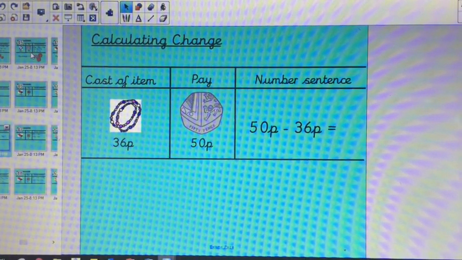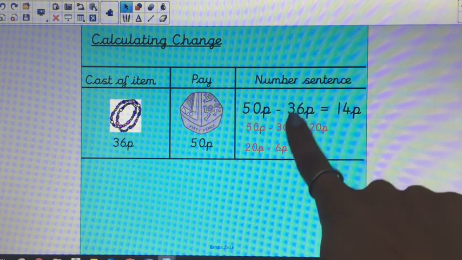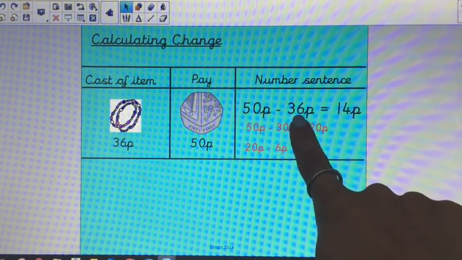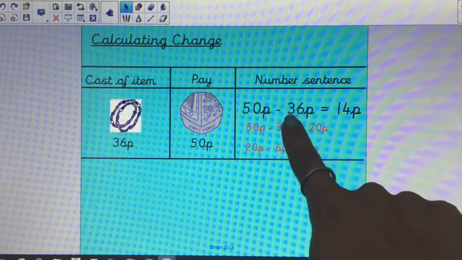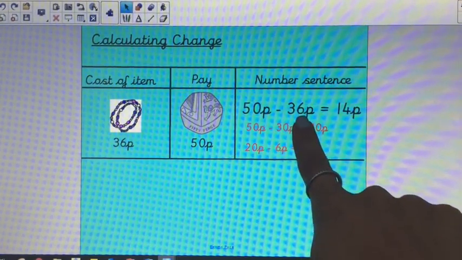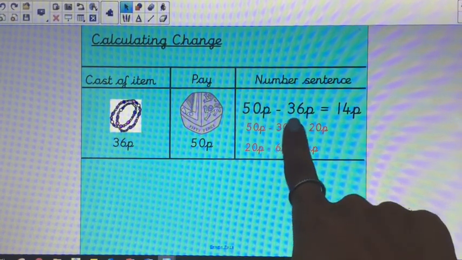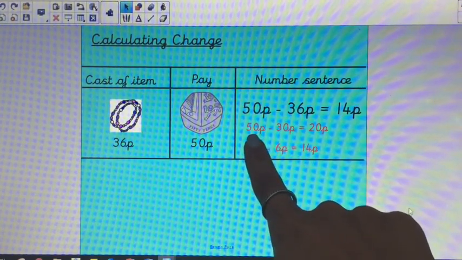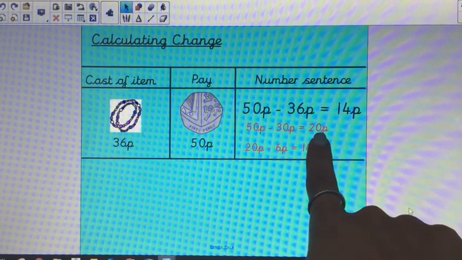Ready? 50p take away 36p is 14p. So again, I need to split 36 into its tens and its ones. So the tens in 36 are 30, and the ones in 36 is 6. So we start off by taking away the tens. 50p take away 30p equals 20p.